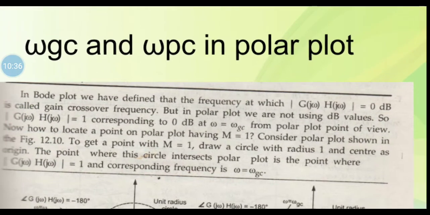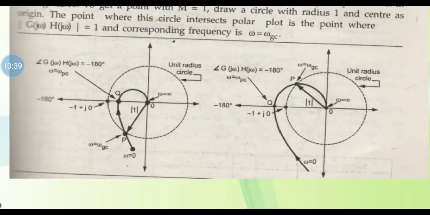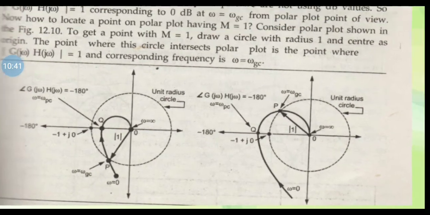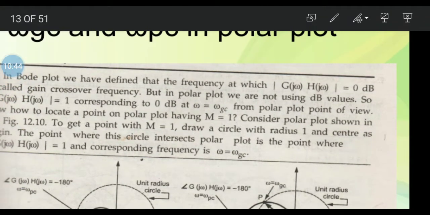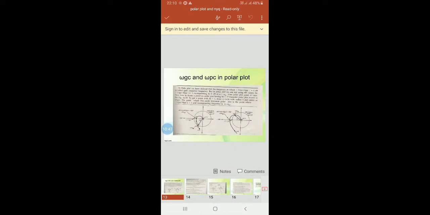Next we'll go for determination of GM and PM from polar plot. Gain margin and phase margin from polar plot. So how to determine the gain margin and phase margin from polar plot? Whatever is the definition of gain margin, it is a margin in gain that can be introduced in the system till the system reaches the verge of instability.